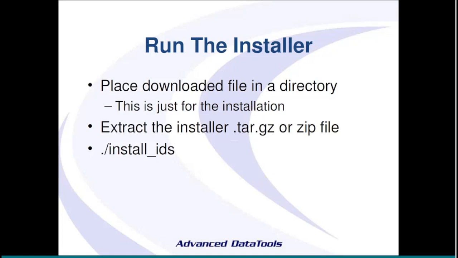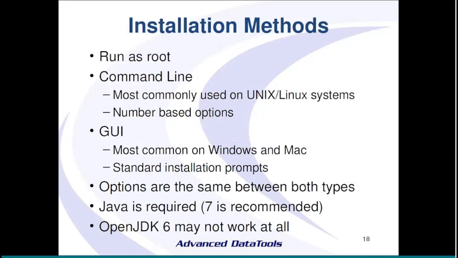So the installation, you run it as root. The command line is mostly Unix systems. You'll run it this way. Use the numbers to get through the options. We'll be actually demoing that at the end of this. The GUI way, it's Windows or Mac. If you've ever installed any application ever, it's very clean to do. It's just click, click, click, click, click. Choosing your correct options, but the options are exactly the same between the two.